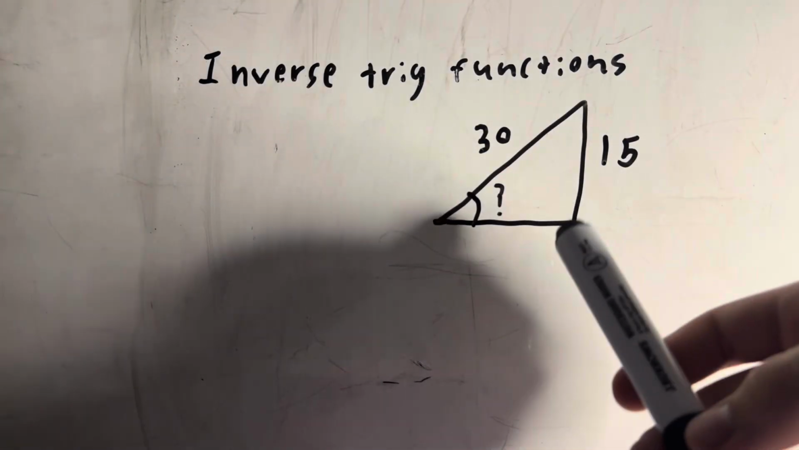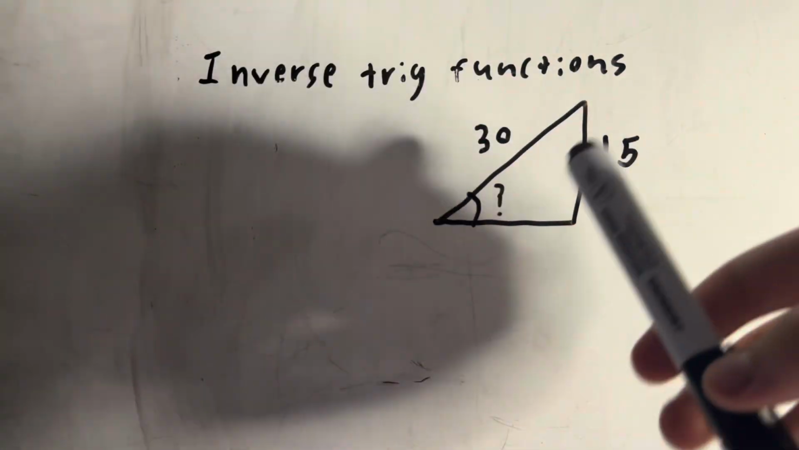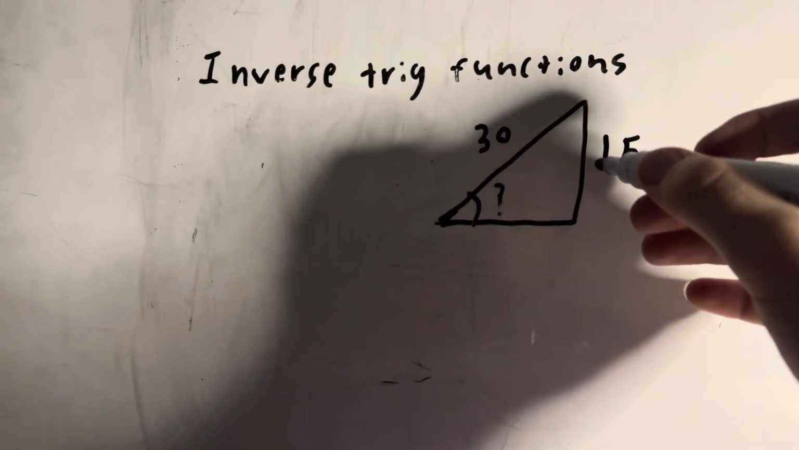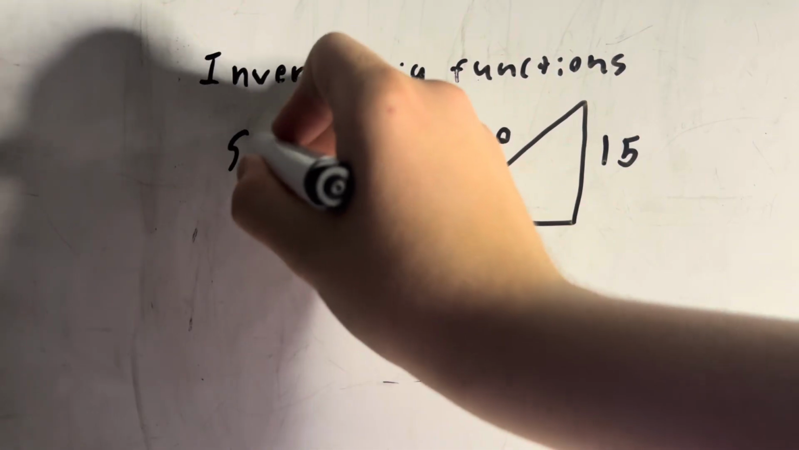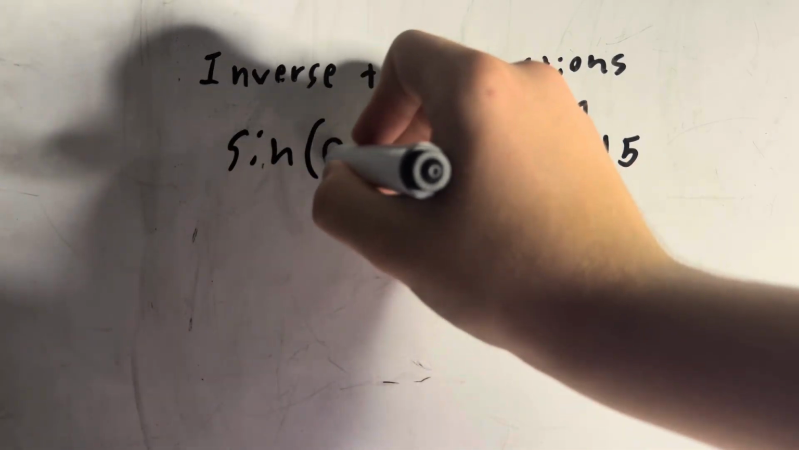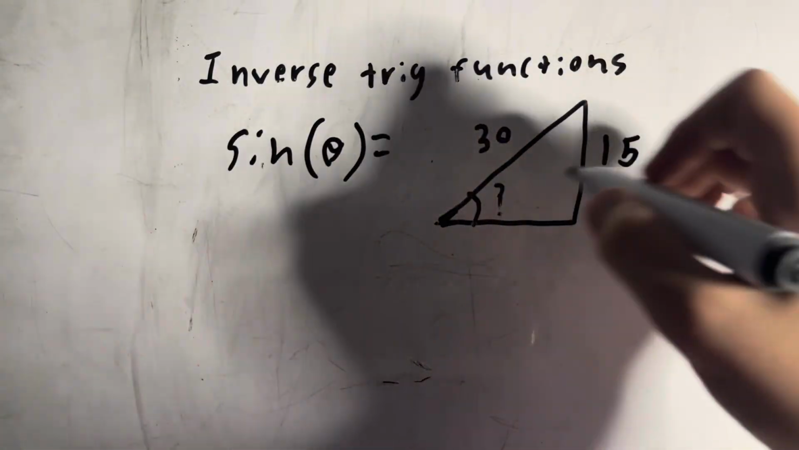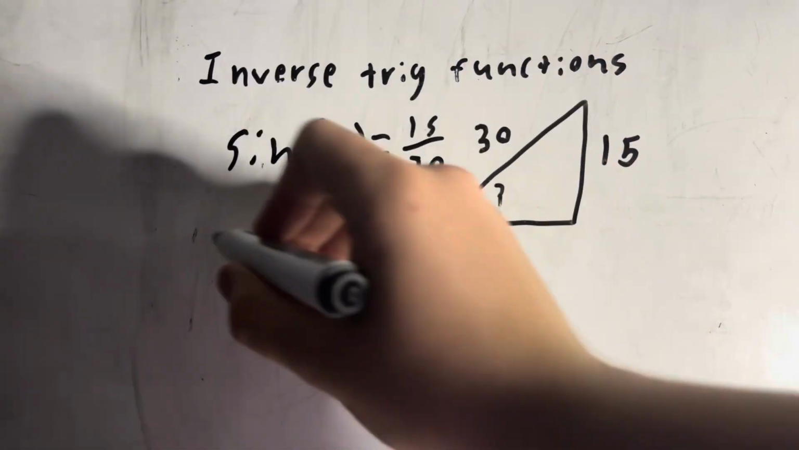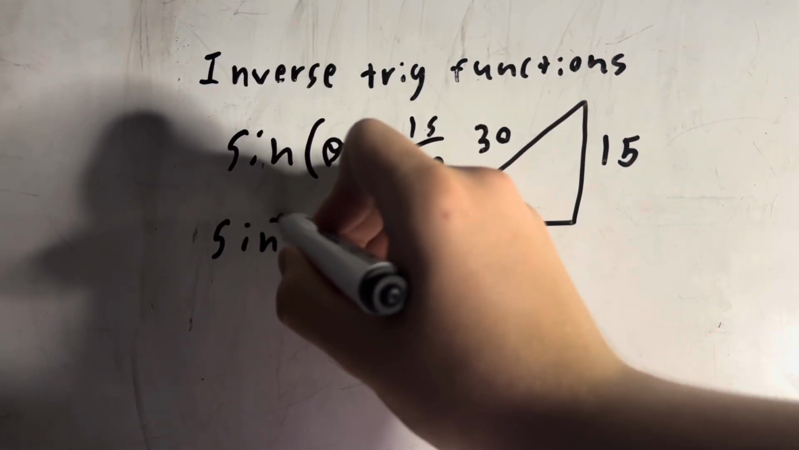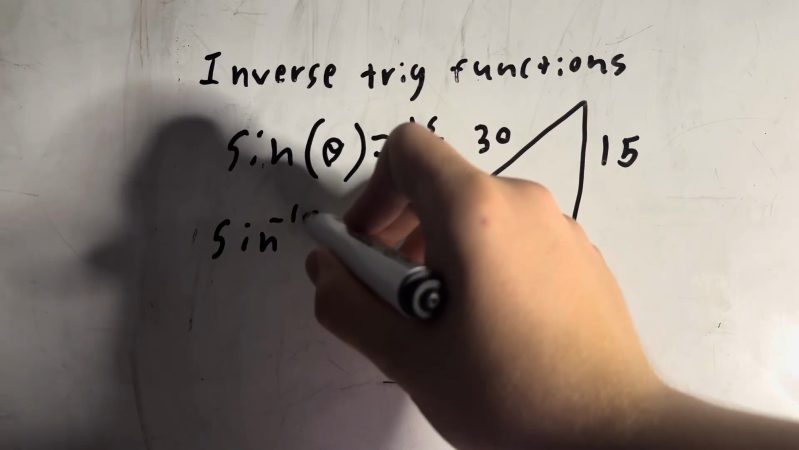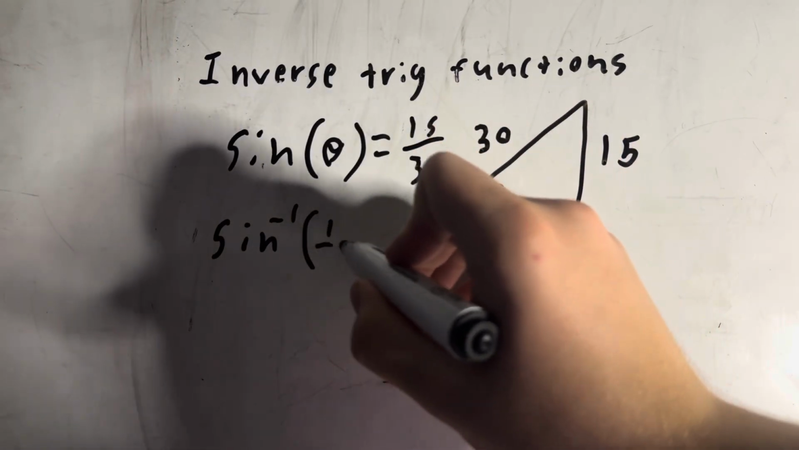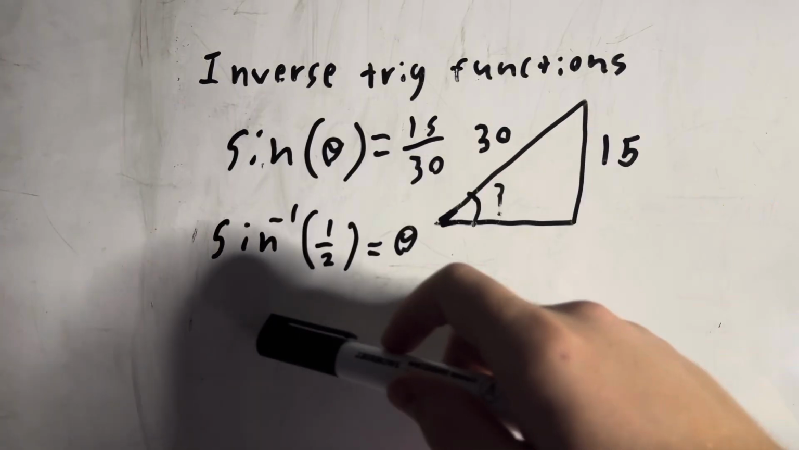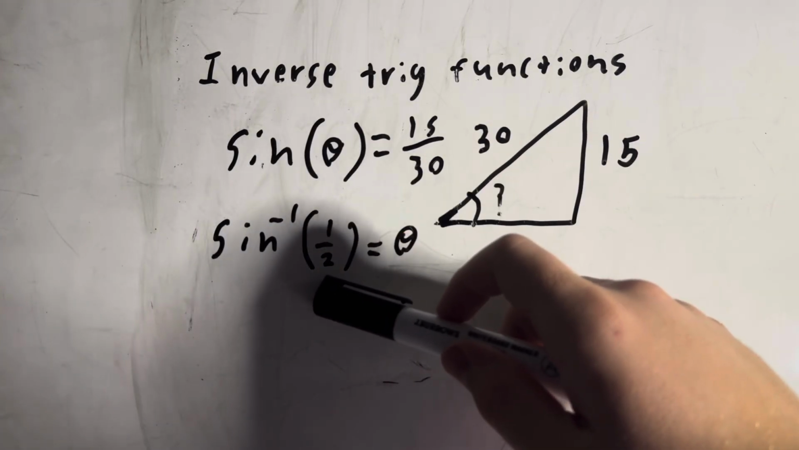Here's another example of how to use inverse trig functions. We have the hypotenuse of 30 and the opposite side of 15. We can find the angle by writing sine of this unknown theta is equal to 15 divided by 30. So we can swap these around to get arc sine, or the inverse of sine, of 15 over 30, which we can simplify as 1 over 2, is equal to theta. And of course, calculators are required.